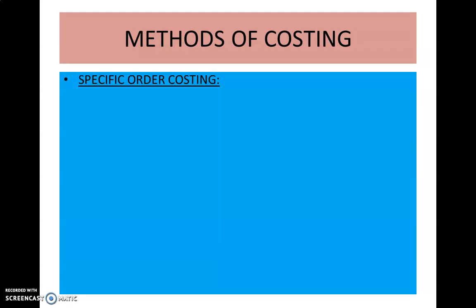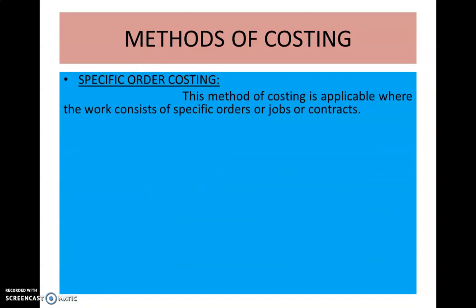First one is called specific order costing. This is a method of costing applicable where the work consists of specific orders or jobs or contracts. This method is adopted in the case of made to order type of products, which depend entirely on the specification of the customer. Made to order type of product means that whenever the order is given by the customer, only then will the production of goods or services start.